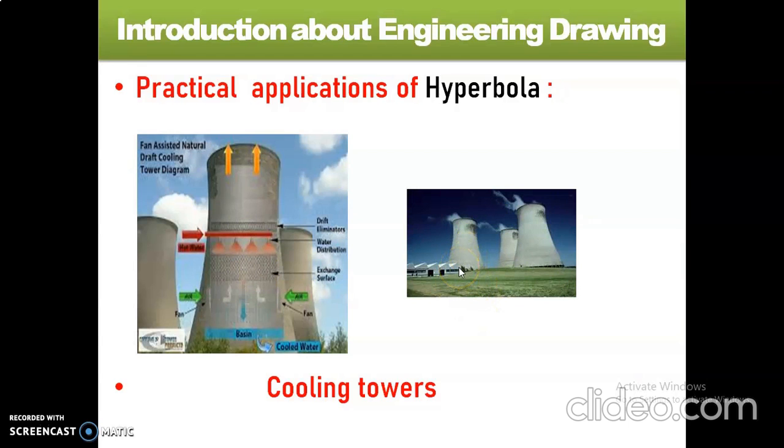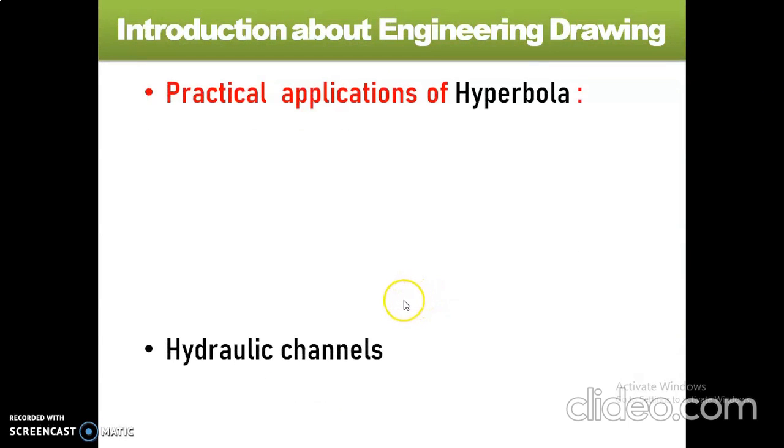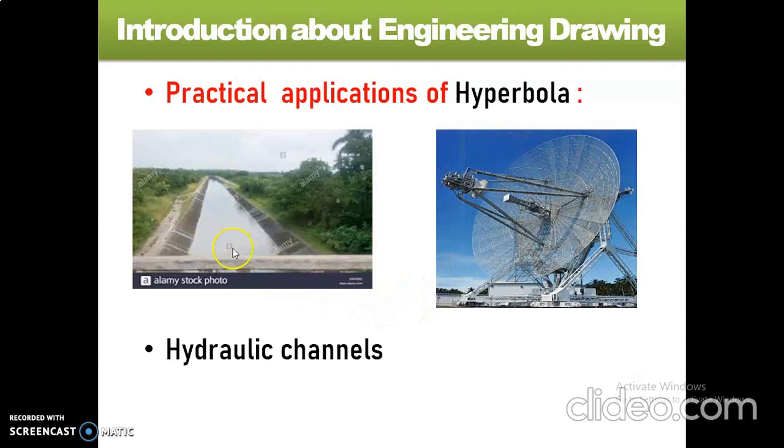Next, hydraulic channels. This is a canal or channel, whatever it is. This is also a hyperbolic shape. Next, radar antenna. This is a radar antenna. So these are the practical applications of the ellipse, parabola, and hyperbola.